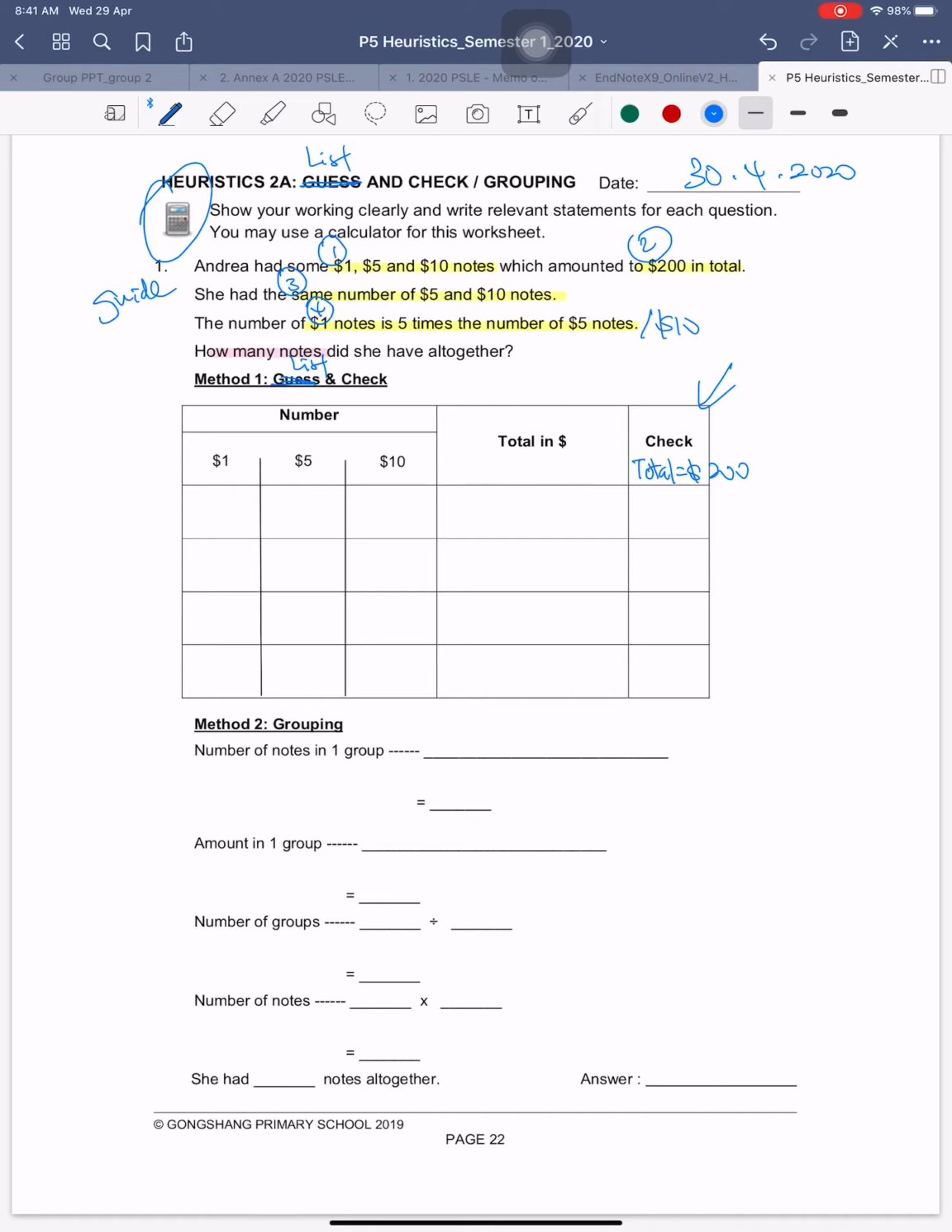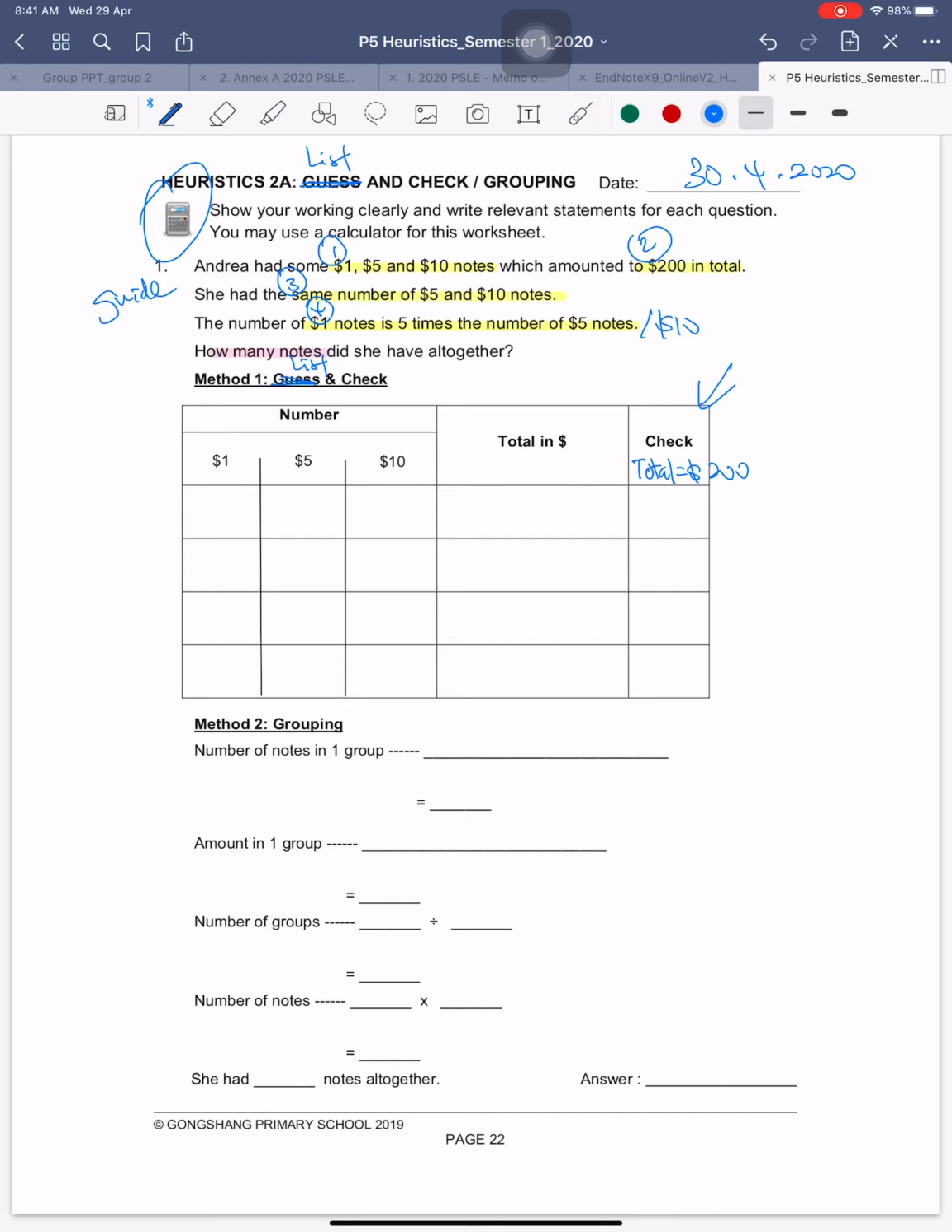Now this is actually part of the method marks. Even though eventually you might not be able to get the final answer, if you're able to tell the marker that you know that you need to check ensuring that the total amount is $200, that marker will be able to award you with method marks. Okay, right, so let's see.